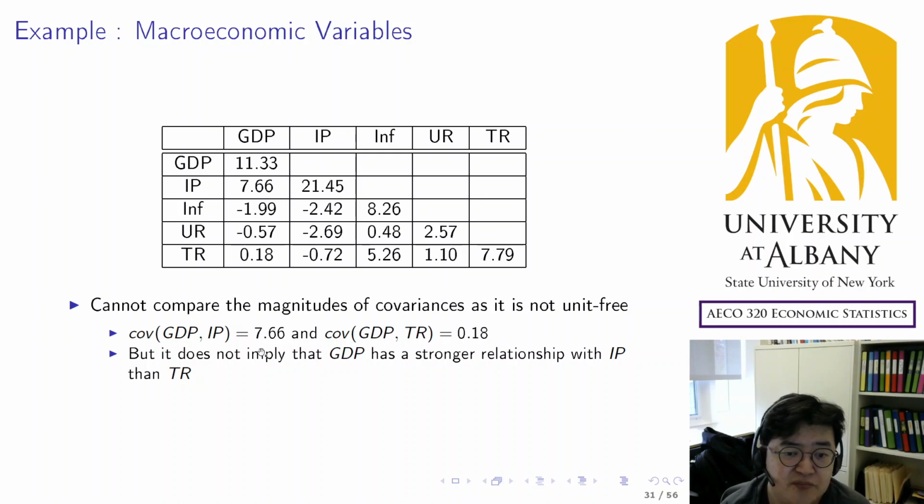And again, magnitude doesn't mean anything. For example, when you compare the covariance between GDP and industrial production, 7.66, versus GDP and treasury bill rate, 0.18, it seems like this is much, much larger, right? However, it means nothing. It doesn't imply industrial production has a stronger relationship with GDP. So the absolute value means nothing. That is another important thing you need to understand here.